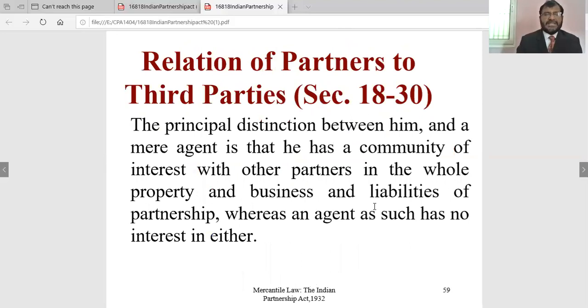Here we are seeing the relationship of partners to third parties, section 18 to section 20. The principal distinction between a partner and a mere agent is that a partner has a community of interest with the other partners in the whole property, business and liabilities of the firm, whereas an agent has no such interest in either.